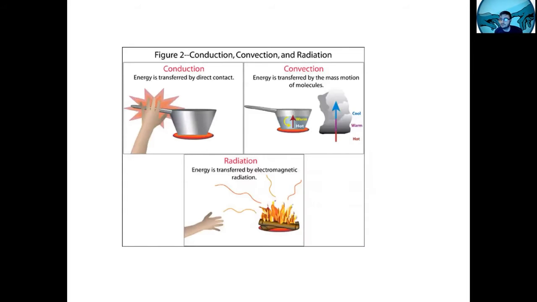And this is just a graph showing this. Conduction is directly touching a stove. Convection is when the bottom of the pot heats the water, and then the hot water rises, cooler water falls, and then it just goes in a cycle. And lastly, radiation is just a campfire or something like that. It's transferring heat through electromagnetic radiation.